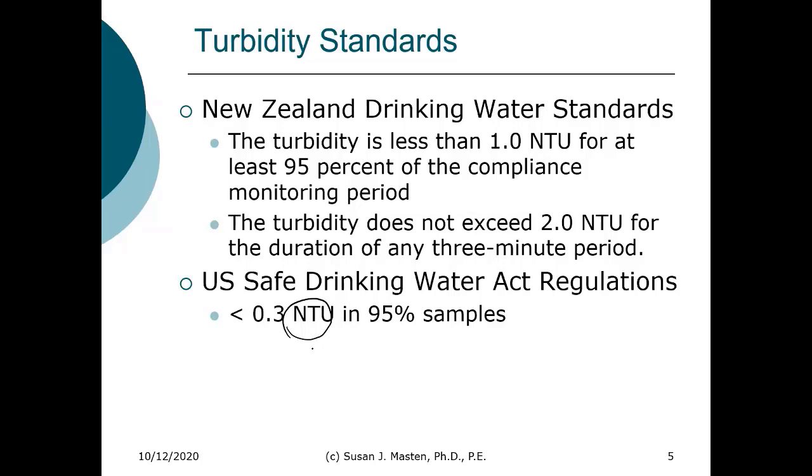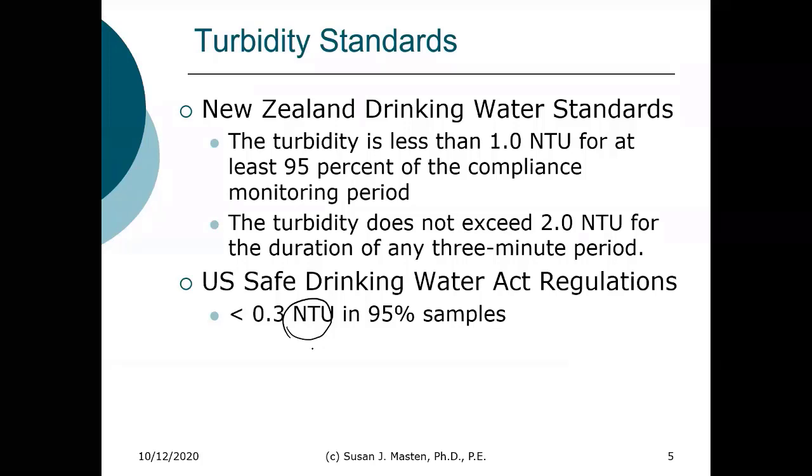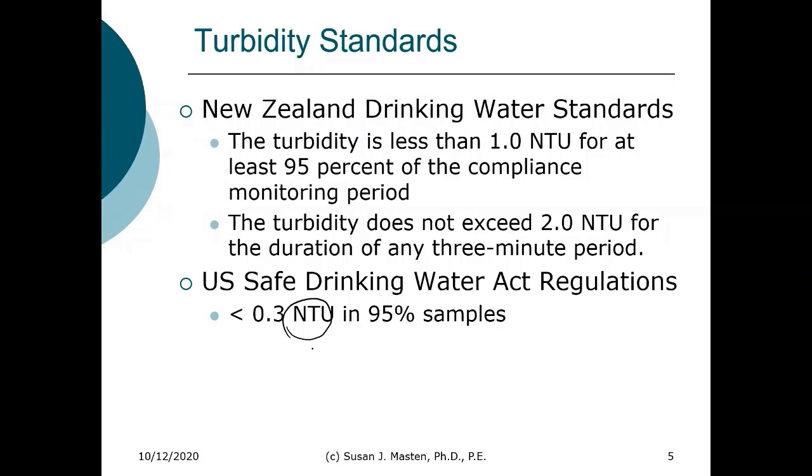In the US, the drinking water regulations require that the turbidity from the filters be less than 0.3 in 95% of the samples. Contrary, in New Zealand, their turbidity has to be less than one NTU, again for 95%. And then they also have an additional standard in New Zealand, which requires that the turbidity not exceed two NTU for the duration of any 3-minute period. So there's both a standard for that 95% and then an upper limit. In the US, there is no upper limit.